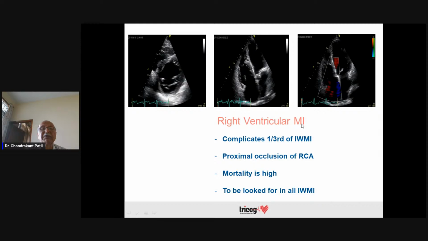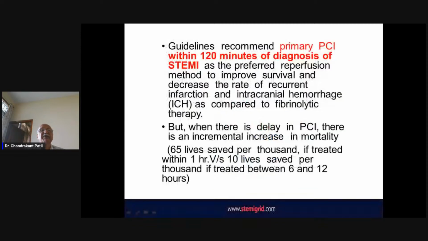Right ventricular infarction complicates almost one third of inferior wall MI, and usually it indicates a proximal occlusion of the right coronary artery. Mortality is high with RVMI. So what they need is more fluids immediately, and avoid nitrates in these people. Otherwise they can develop hypotension.